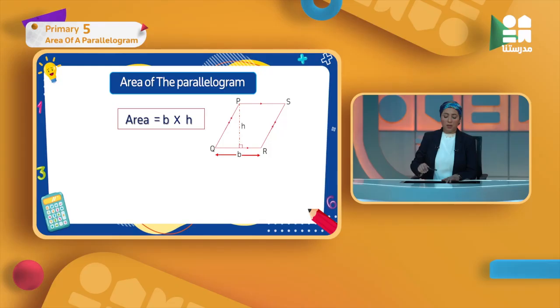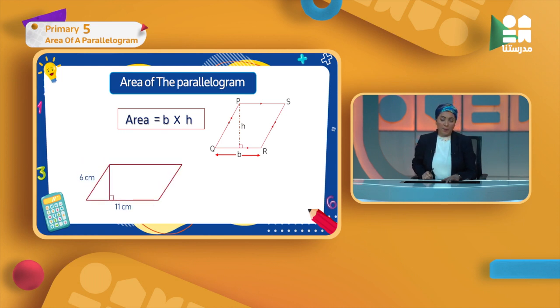As you see in front of you, I have a parallelogram PQRS. My height is from the P to the corresponding base QR. So my base is QR.